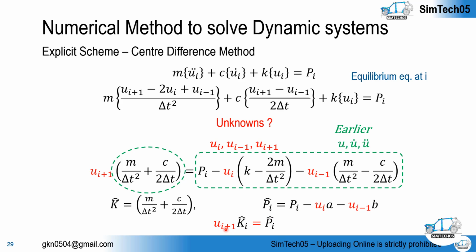And finally we can say u_(i+1) is unknown, with K cap u_(i+1) equal to P cap, and we can easily find this u_(i+1) displacement by inverting this K cap matrix. So of course inverse has to take place.